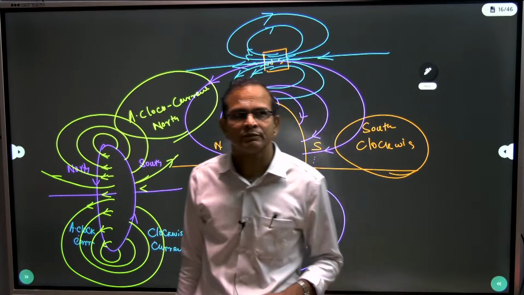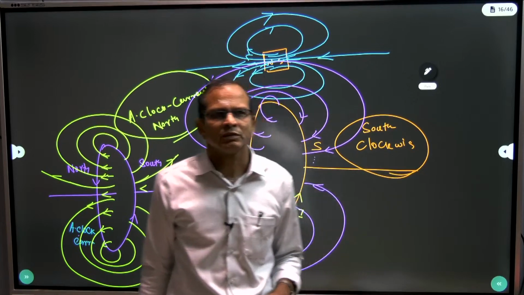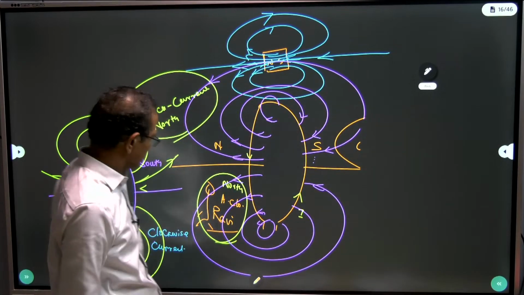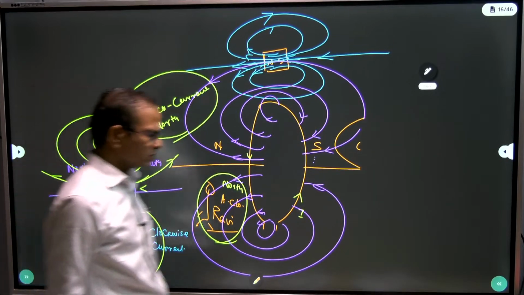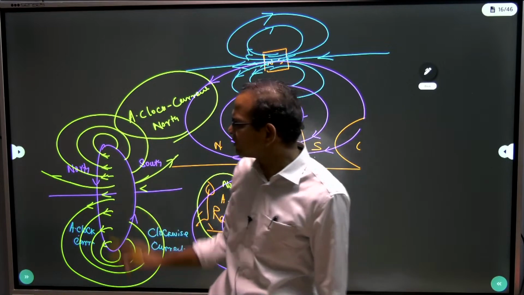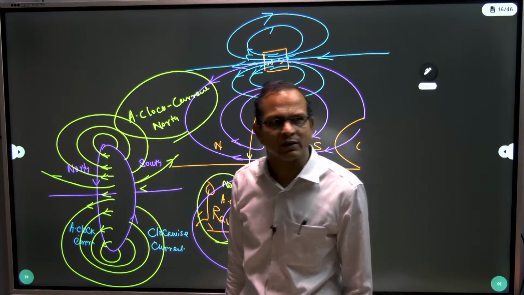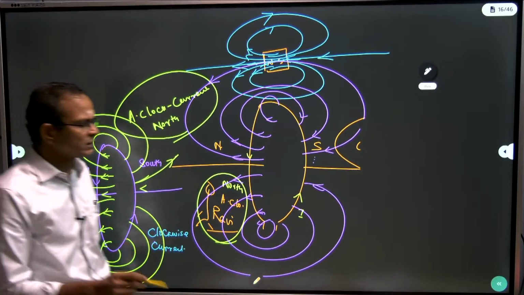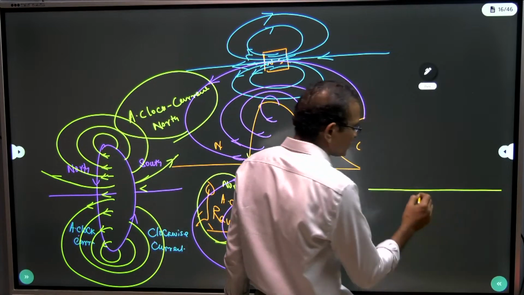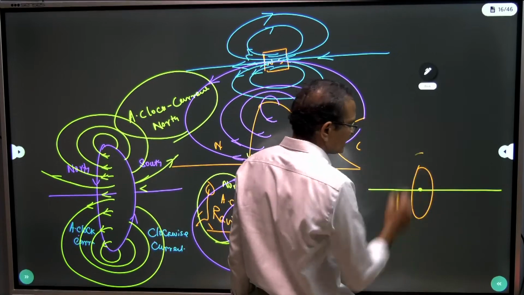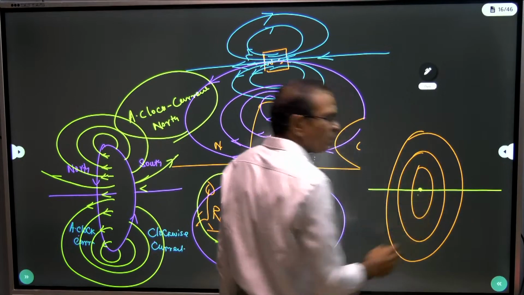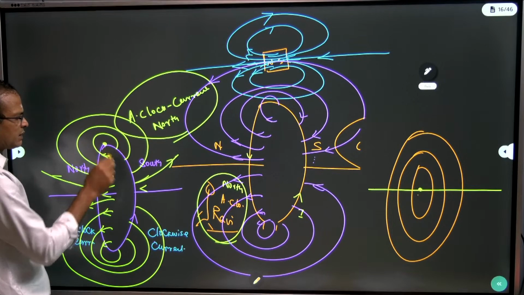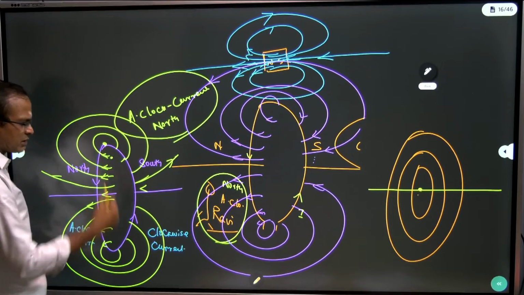Sir, this is same as the current carrying straight wire. No, straight wire is different. That is concentric circles. Sir, this one appears to be concentric. Sorry, this is not exactly concentric. This is not at all concentric. Concentric circles have a single center, and with a single center they run. The center is same always, but here it is not like that. The center is changing. The center will change a bit.